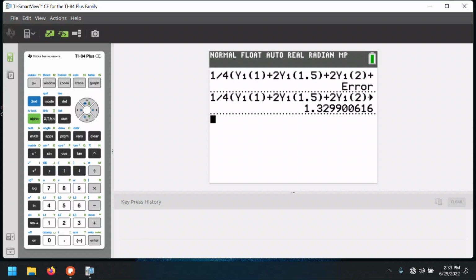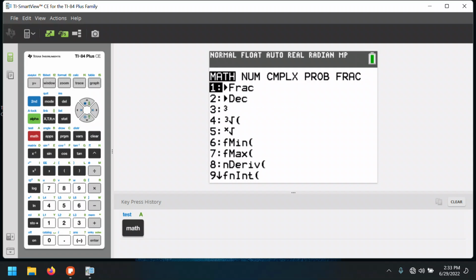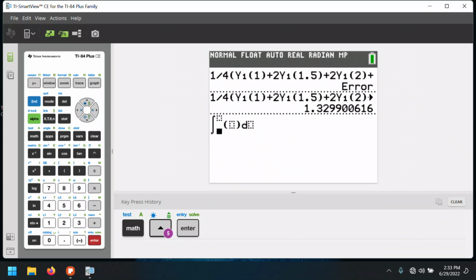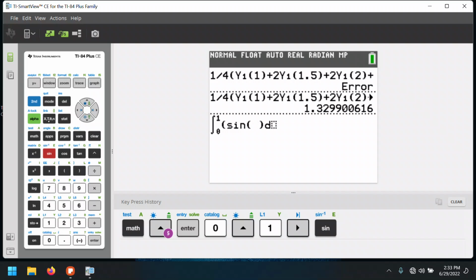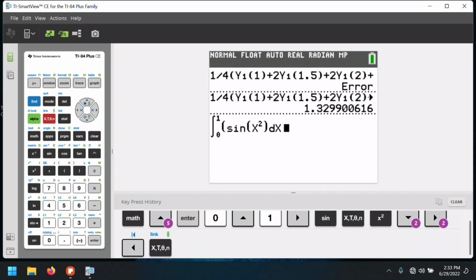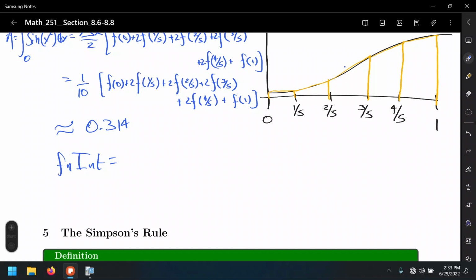Okay, so go math and FNINT. Press the number 9. Yes, number 9. I always forget that one. And that's from 0 to 1, and that's the sine of x squared, with respect to x. And 0.310 is the result using it.